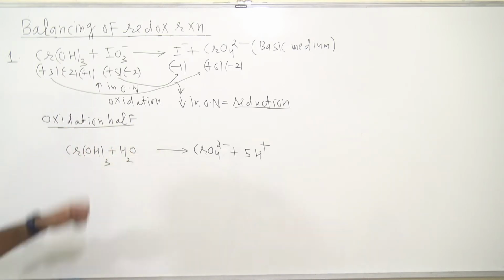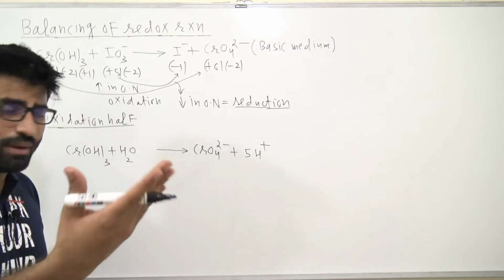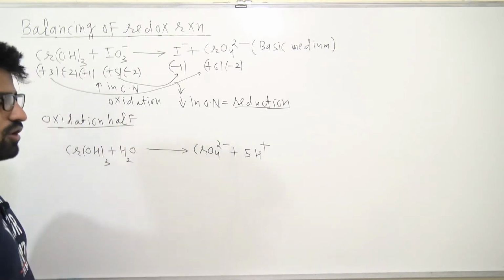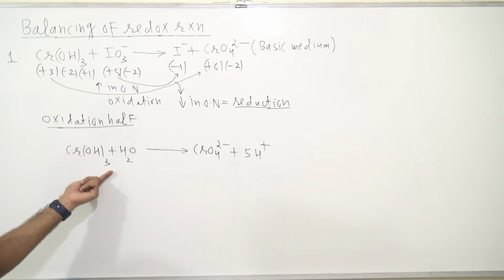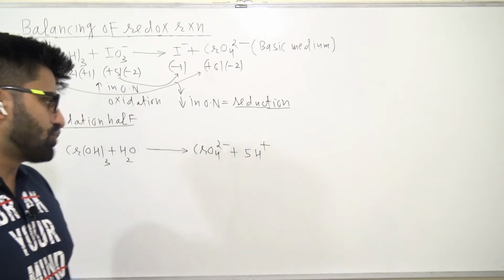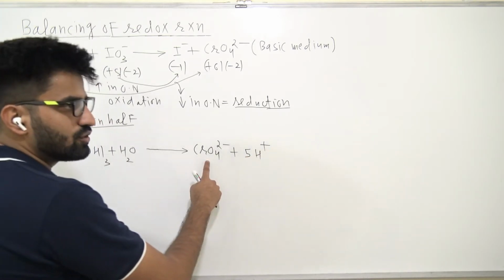Now the last step is to balance charge. So you know oxidation is loss of electrons. Here on the reactant side, 0 charge, on the product side the charge is +5 minus 2, +3, right?